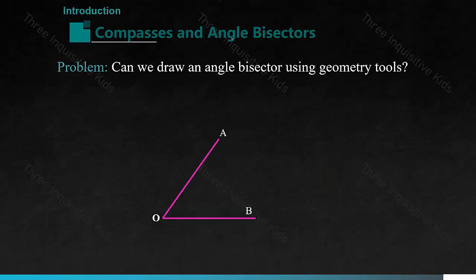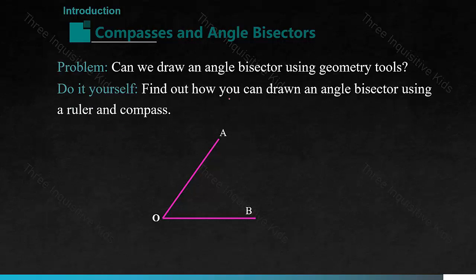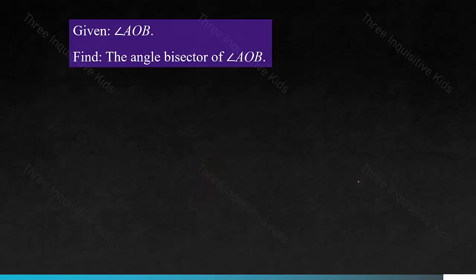Can we draw an angle bisector using geometry tools? So I want you to find out how you can draw an angle bisector using a ruler and a compass. A compass is one of those tools you use in geometry to draw a circle. We are given the angle AOB. Find the angle bisector of angle AOB.